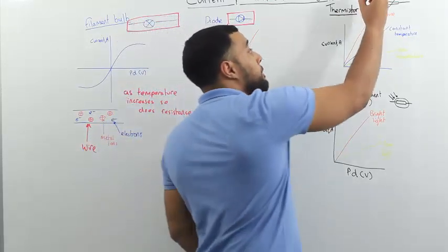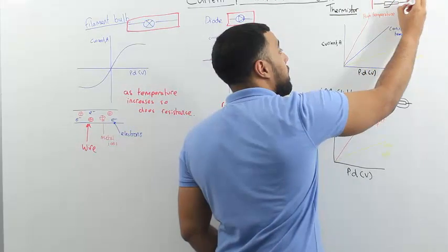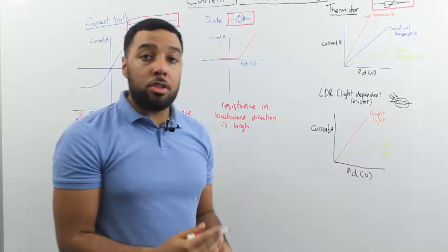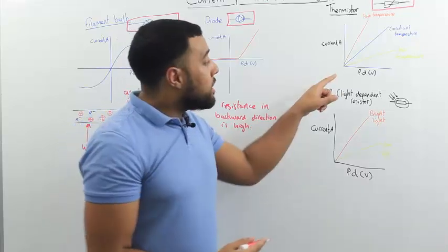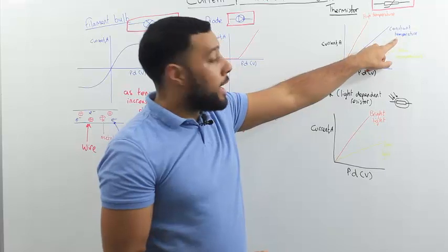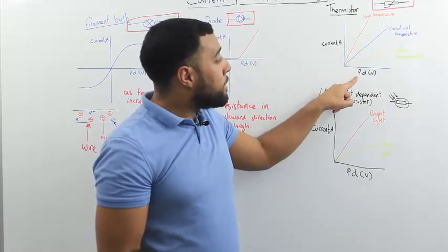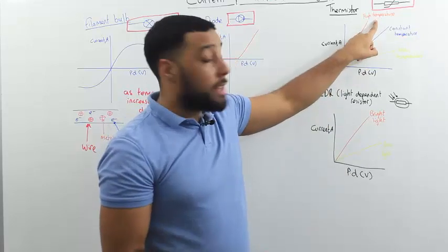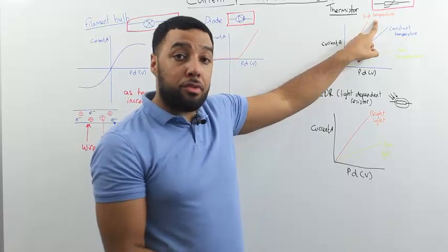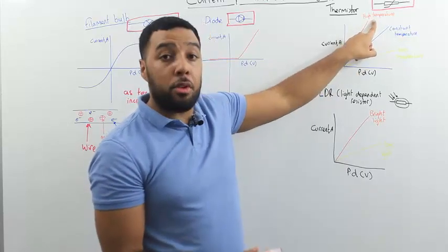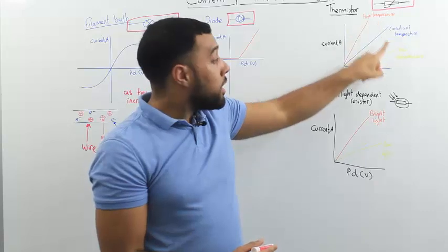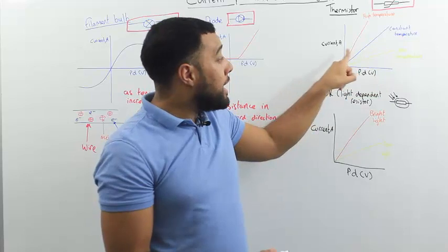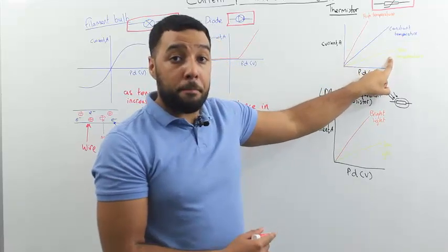We have a thermistor, and the thermistor's resistance changes with temperature. You can see here that when the temperature is kept constant, current and potential difference are proportional. But at higher temperatures, the resistance decreases, allowing more current to flow through the thermistor. If the temperature is decreased, well then the resistance increases, allowing less current to flow through the thermistor.